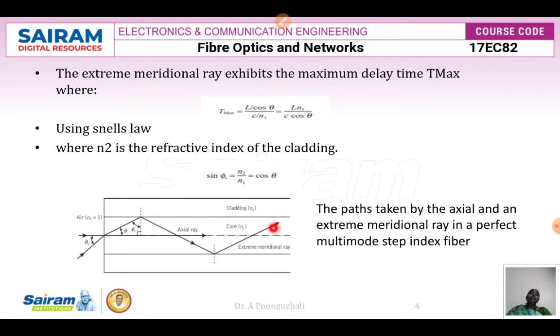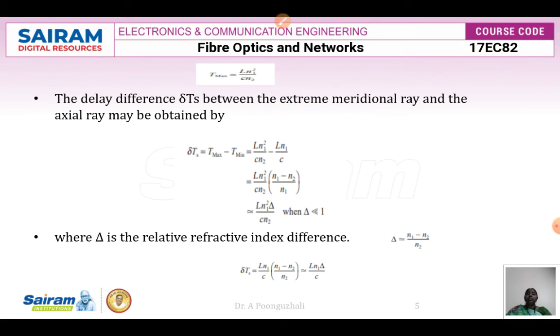So when the slowest and the fastest modes reach the receiver, there is going to be a propagation delay difference, and because of this propagation delay difference, pulse broadening occurs. Now this cos theta is nothing but n2 by n1, which we substitute in this formula. If I substitute it, your T max can be written as L n1 square by C n2.